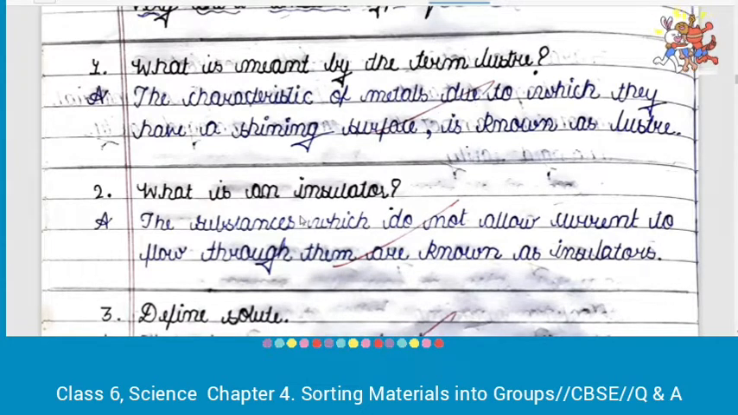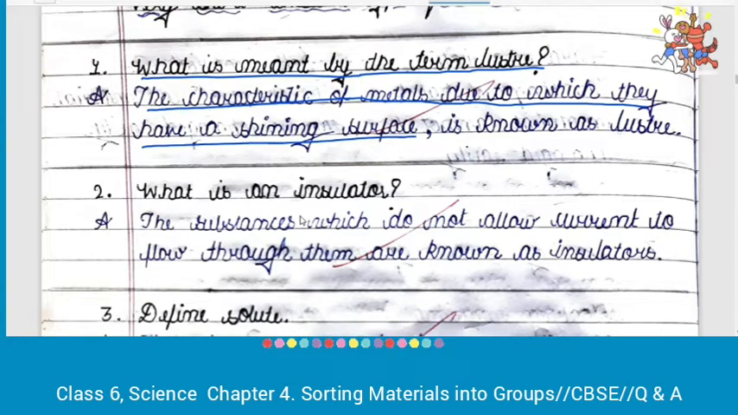First question, what is meant by the term luster? The characteristics of metals due to which they have a shining surface is known as luster.